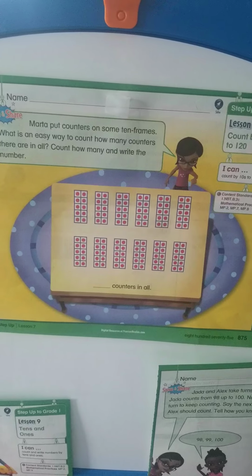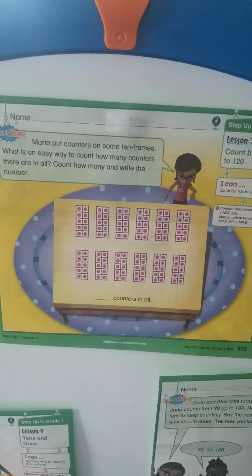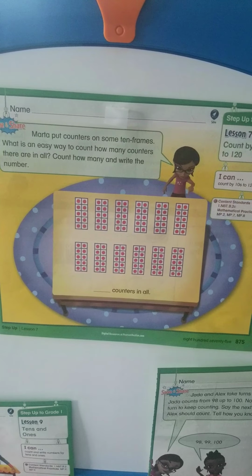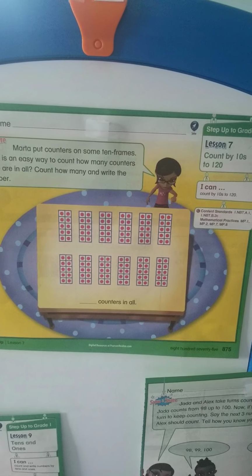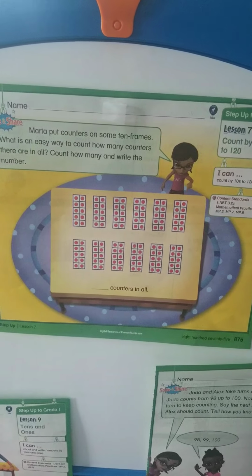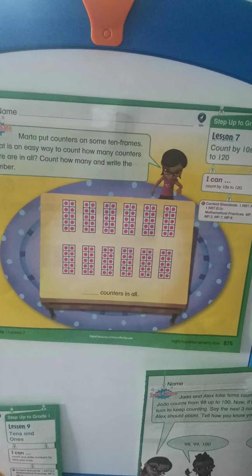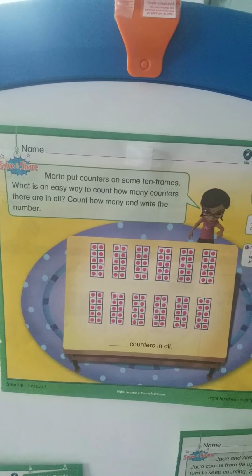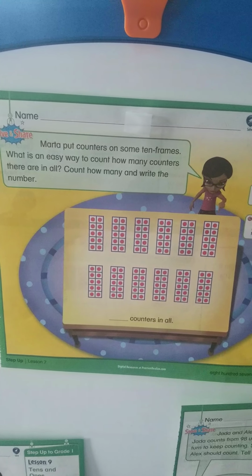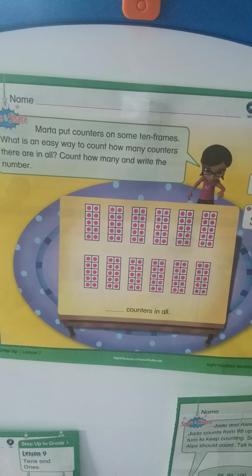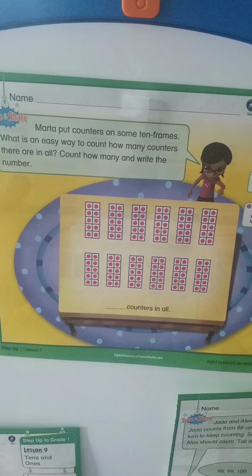Now when we first learned how to count by tens, we talked about how counting by tens is so much faster than counting by ones, right? We know that counting in groups of 10 helps us get through a lot of numbers very quickly. Let's look at what this one says. Marta put counters on some 10 frames. What is an easy way to count how many counters there are in all? Count how many and write the number.